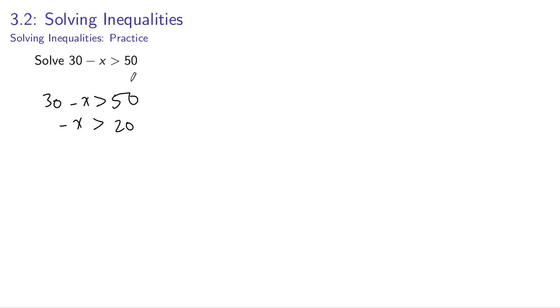We could demonstrate that actually by solving this inequality without doing a multiplication. Instead of subtracting 30, let's subtract 50. 30 minus 50 is minus 20. And now add x. And we get minus 20 is greater than x. And that is the right answer. And if we flip this inequality around, so x is first, we have x is less than minus 20. Because if minus 20 is greater than x, x must be less than minus 20.